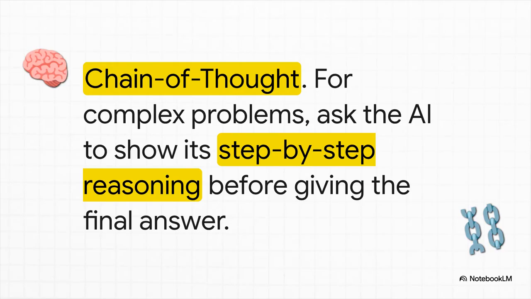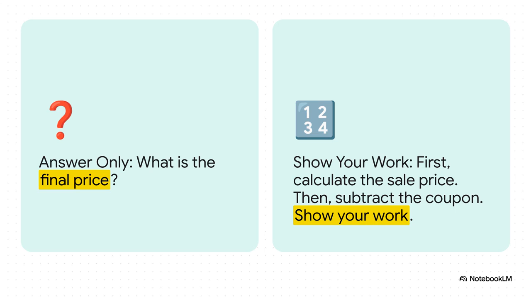Okay, our final technique is a little more advanced, but trust me, it is a total game changer, especially for complex problems. It's called chain of thought prompting. And the trick is, you don't just ask for the answer. You ask the AI to show you its step-by-step thinking to get to the answer. Let's take a simple math problem. You could just ask for the final price, sure, but then you have no idea if it's right or how it even got there. A much, much better way to do it is to tell it to show your work, just like in school. This actually forces the AI to slow down and think logically, one step at a time, which dramatically cuts down on mistakes.